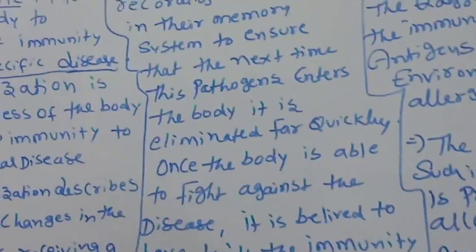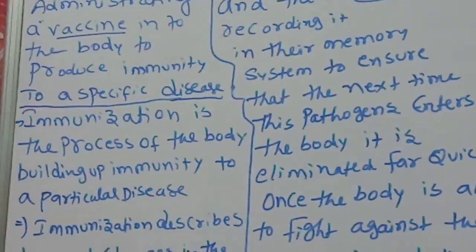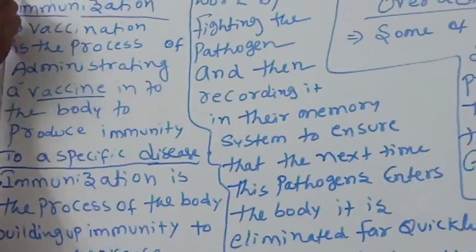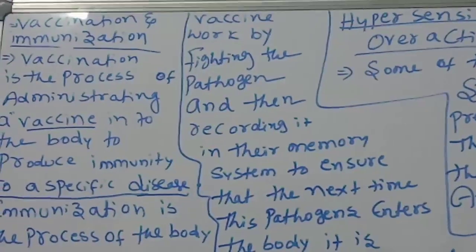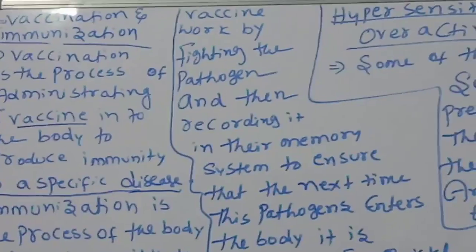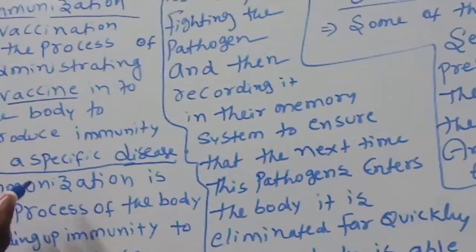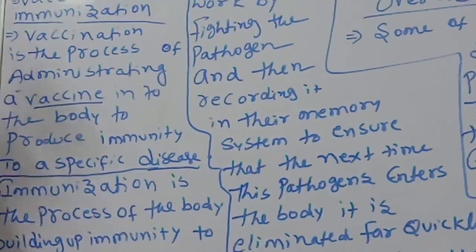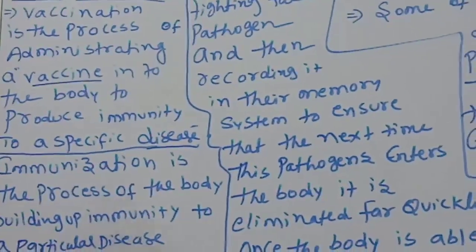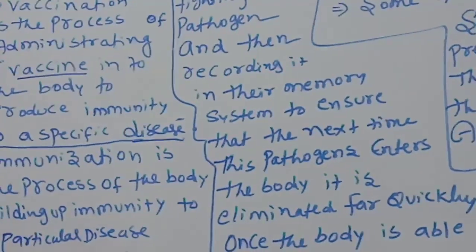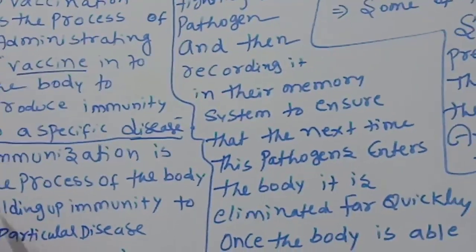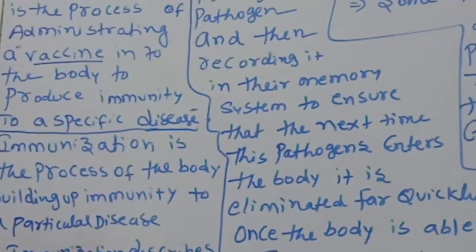Okay, children, observe very carefully. We are discussing vaccination and hypersensitivity concepts. What is vaccination and immunization? Vaccination is the process of administering a vaccine into the body to produce immunity. After giving vaccine, what will happen? Immunity will be developed to a specific disease. Polio vaccine, hepatitis vaccine, mumps vaccine, measles vaccine. Like that, any particular disease we are giving vaccine, in that sense that is called vaccination.